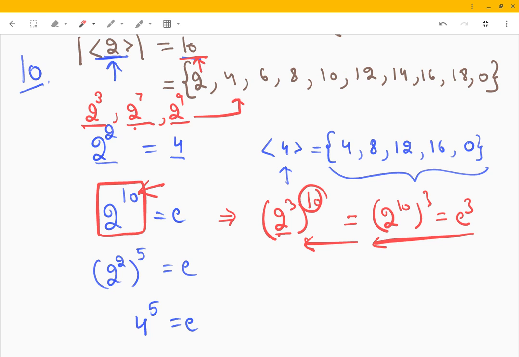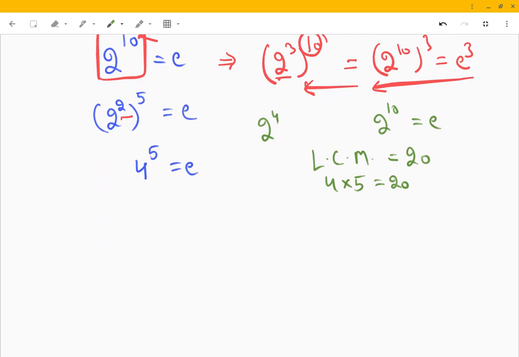Now we are left with 2 squared. We already took that into consideration. Now 2 to the power 4. What about this? Again, we know that 2 to the power 10 is e. What is the LCM of 4 and 10? LCM of 4 and 10 is 20, right? And 4 into 5 is 20.